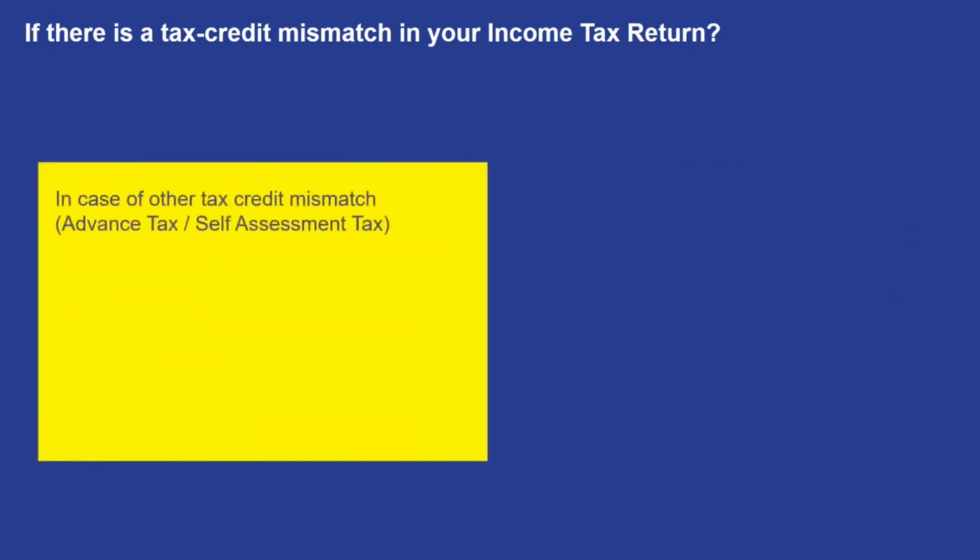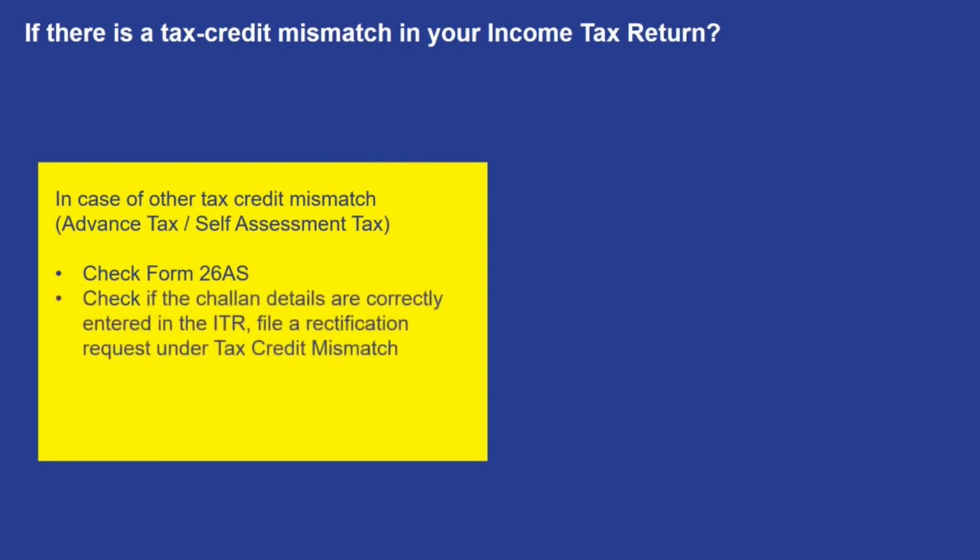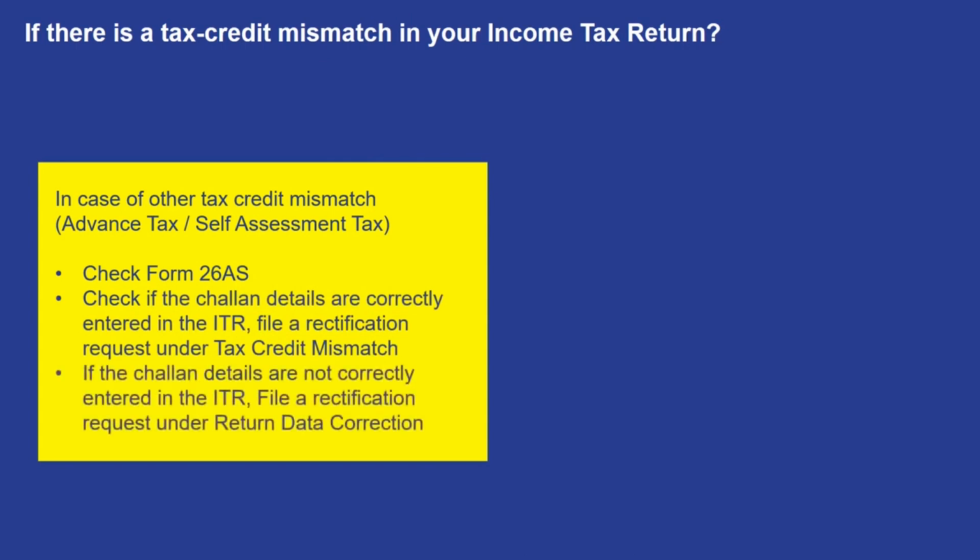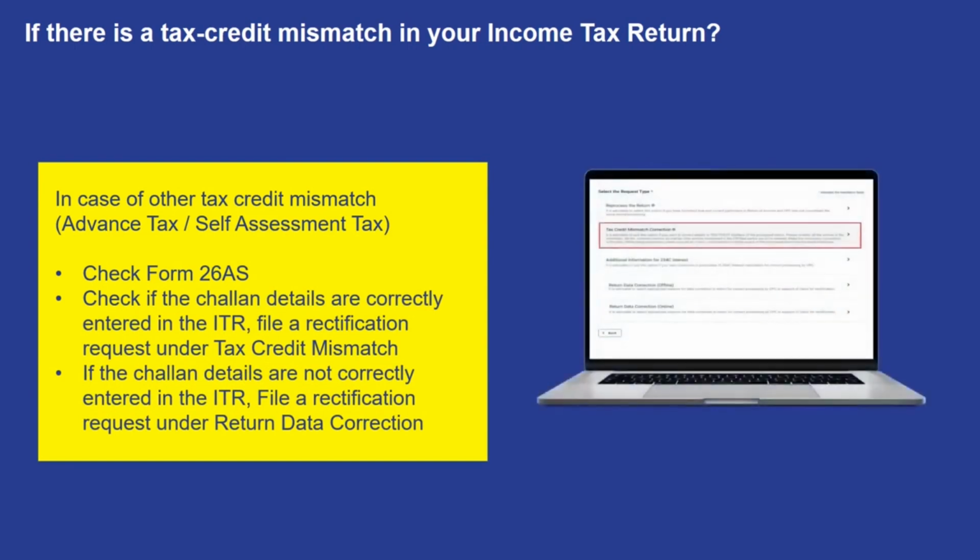In case there is a tax credit mismatch with respect to advance tax or self-assessment tax, you can check your Form 26AS for the relevant period. If the challan details are correctly entered in the income tax return, you may file a rectification request under tax credit mismatch. If the challan details are not correctly entered in the income tax return, you would be required to file a rectification request under the category Return Data Correction, which is available both online as well as offline.